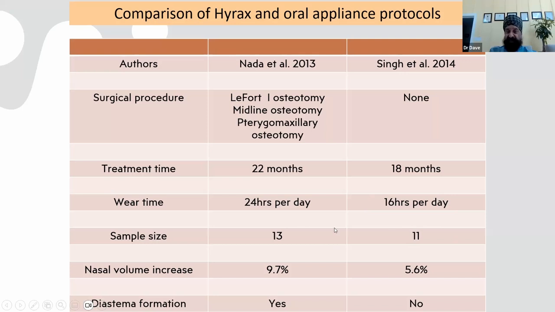The nasal volume change was 9.7% in the surgical group, as I mentioned. It was about 5.6% in the non-surgical group. The advantage here is that there was no diastema, and so we have to wonder whether the nasal volume will change when you constrict the palate again to close the diastema using orthodontic mechanics. So this is the kind of gray area where we need to look at a bit more detail, saying which procedure, in which case, and for what reasons.